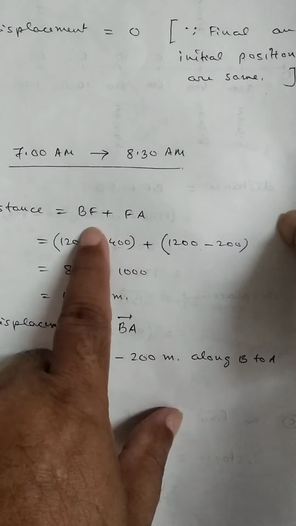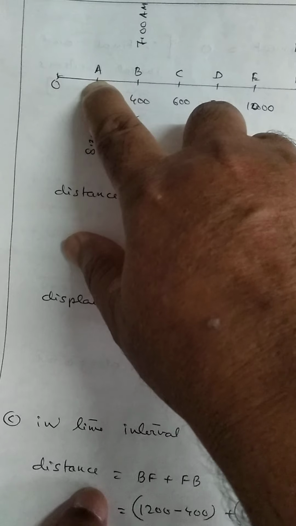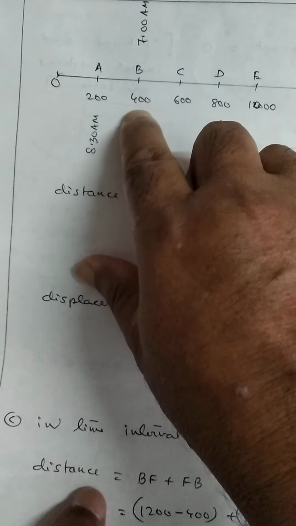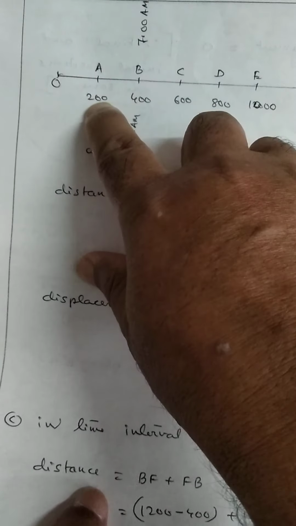But what is displacement? In this case, this is the initial position, this is the final position. So BA is the displacement. What is the value of BA? 400 minus 200, which is 200, but it is in the opposite direction. What is the position of A? The position of A is behind the position B, because this is the forward direction of motion. This is the initial direction of motion.